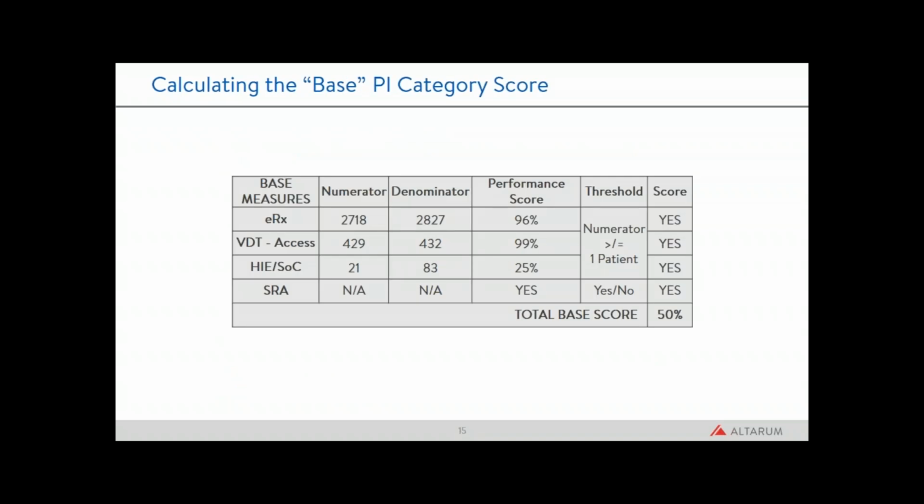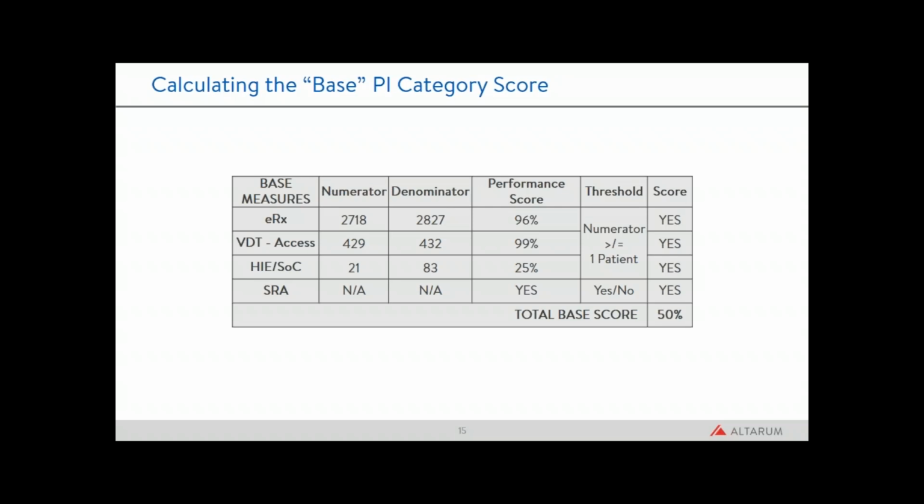So looking at the base score, we have some sort of an average meaningful user here, somebody who's doing okay, and we're going to show you how that scores. So looking at just the base PI category score, we have a clinician doing very well on the ERX measure. They only needed to do 1 in order to get the base score here, but this is what we typically see. ERX is one where the vast majority of providers are scoring exceptionally well. The VDT access, view, download, transmit access, that's part of the base score. We also see folks doing fairly well on this one. Everyone is in that routine of offering their patient portal to all of their patients. You only need 1 in order to score for the base.